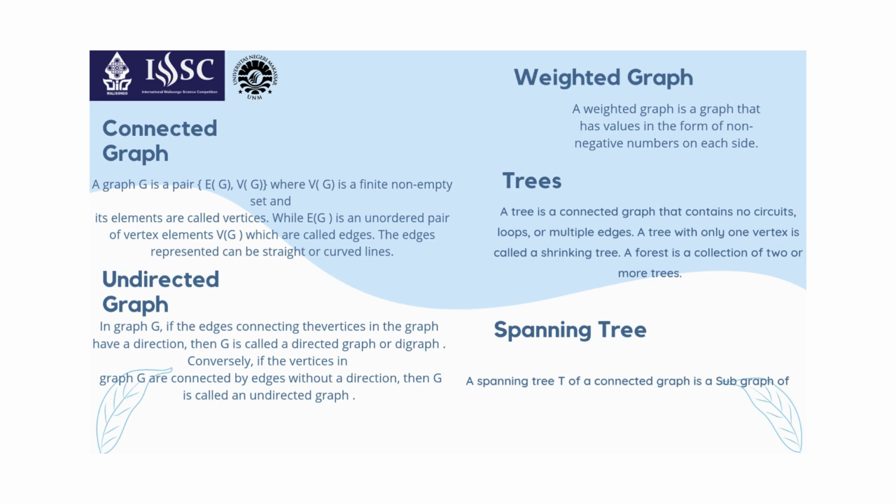Fifth, spanning tree. A spanning tree of a connected graph G is a subgraph of G that contains all the vertices of G and is a tree.